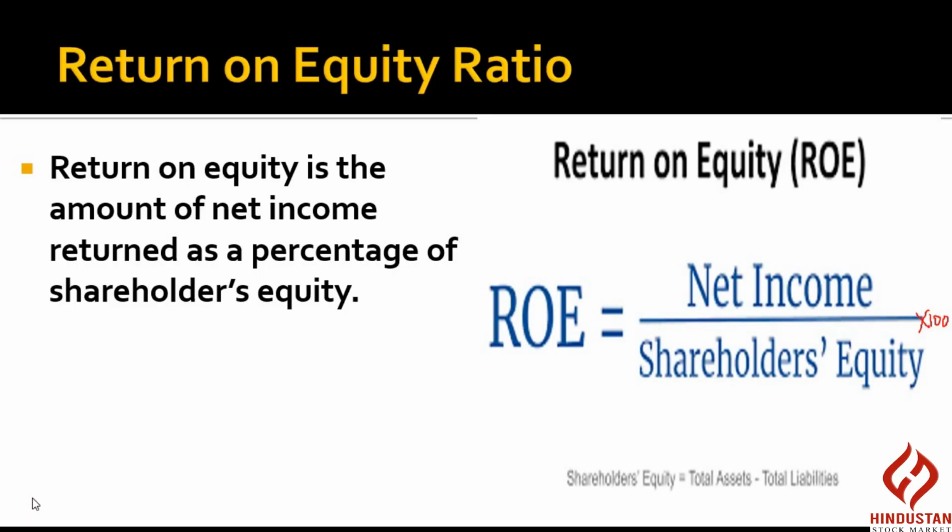Next ratio is return on equity. Return on equity is the amount of net income returned as a percentage of shareholders' equity. Return on equity measures a company's profitability by revealing how much profit a company generates with the money shareholders have invested. In other words, return on equity tells you how good a company is at rewarding its shareholders for their investment. And this is the formula which we use to calculate return on equity: net income divided by shareholders' equity, multiplied by 100. It is always represented as a percentage, right?